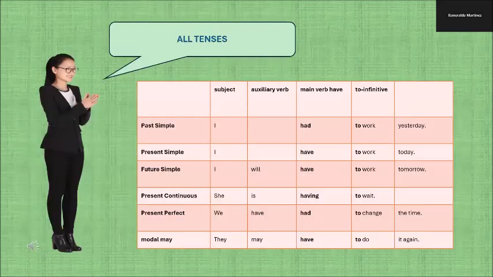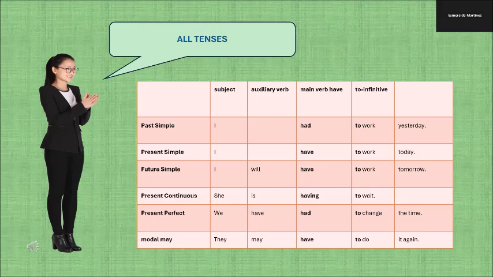We can use have to in all tenses, and also with modal auxiliaries. We conjugate it just like any other main verb. Here are some examples. In past simple, I had to work yesterday. In present simple, I have to work today. In future simple, I will have to work tomorrow.